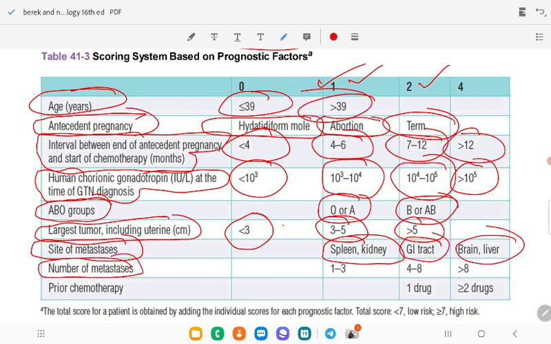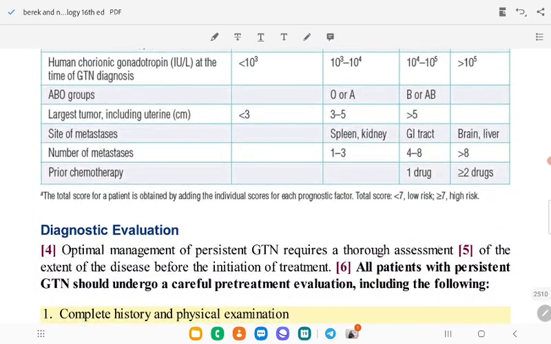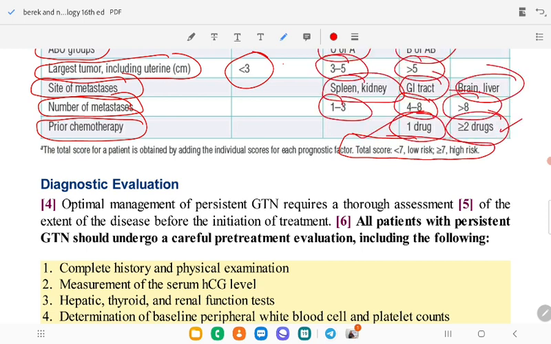Number of metastases: 1 to 3 is 1, 4 to 8 is 2, more than 8 is 4. Prior chemotherapy: 1 drug is 2, more than 2 drugs is 4, since there will already be resistance. Total score: if 6 or less, it is low risk; 7 or more is high risk.